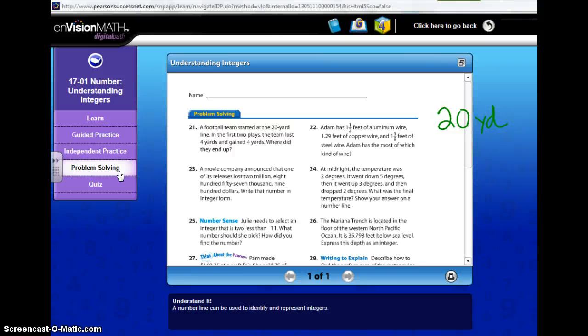Don't look at this one, I changed the numbers. They lost 5 yards. They gained 4 yards. Where did they end up? Oh, let's see, Natasha. They ended up at the 19-yard line. This would be 15. Whoops. And adding 4 more would give you 19. All right, erase. Let's try another one.